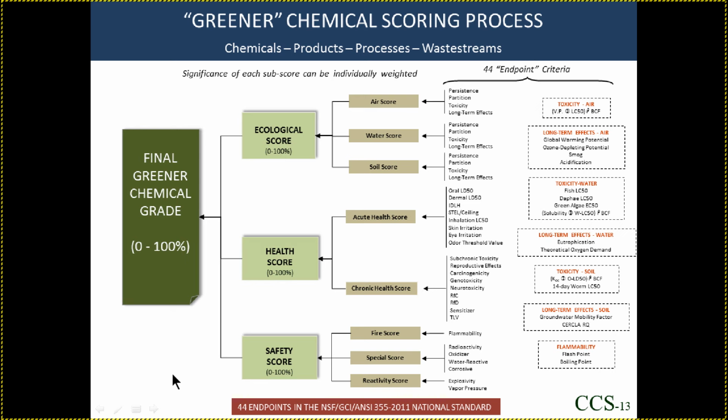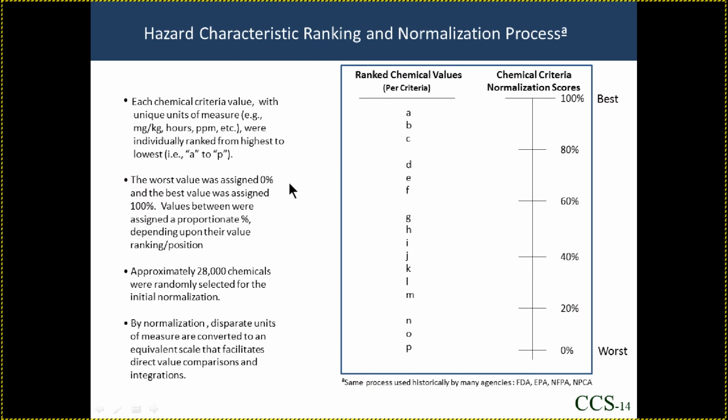And the normalization to get them on that level, we have gone through a normalization process because each of those 44 endpoints is in its own unit of measure. So LD50s are in milligrams per kilogram, persistence is in time. And as a toxicologist, the question is, how do you compare one to another? And the answer is you can't really when you're trying to determine which is the worst.